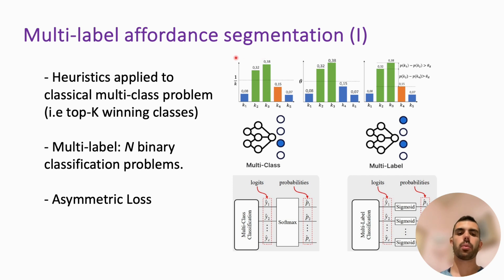In order to develop our perception model, we started by applying different heuristics to the classical multi-class problem. For example, as this figure illustrates, we select the top k winning classes of a multi-class problem. Then we transform the model into a multi-label problem, which requires performing n different binary classification problems. Finally, we also implement the asymmetric loss in order to operate differently on positive and negative examples. We detail the results of applying multiple state-of-the-art models in the paper.